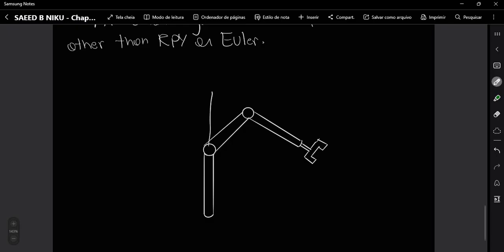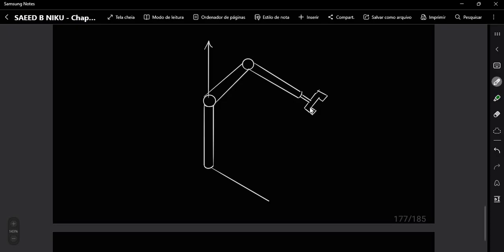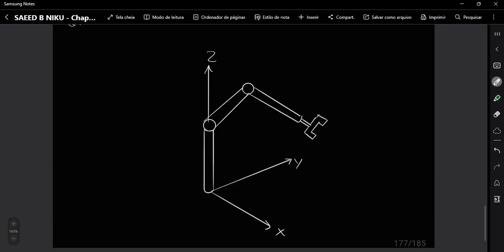Okay, and of course, we need to attach frames to this robot so we can track its motion all the time, and also to be able to program this robot by passing coordinates to it. This is something that we have been seeing since the beginning of this series. So we need to have this frame as reference.